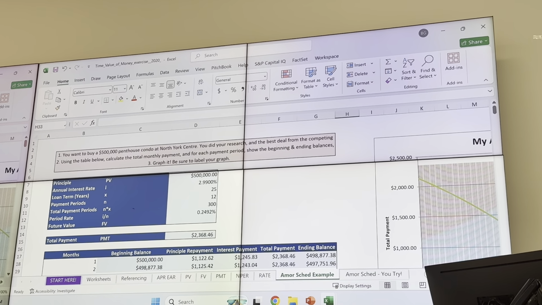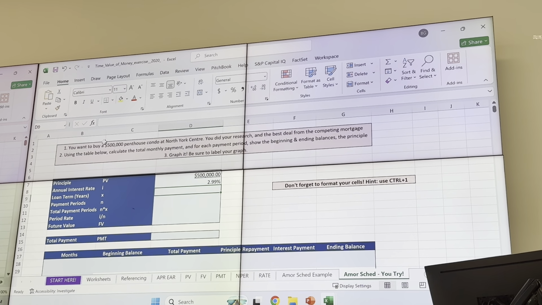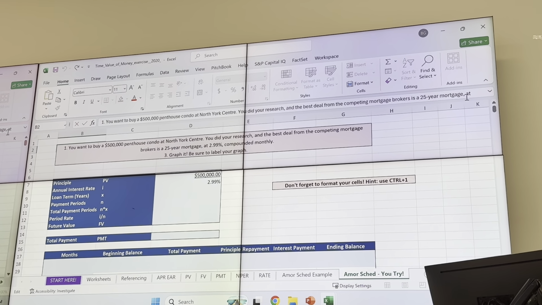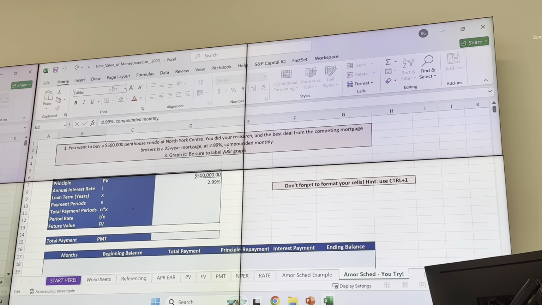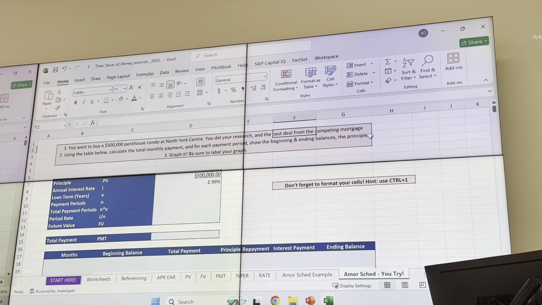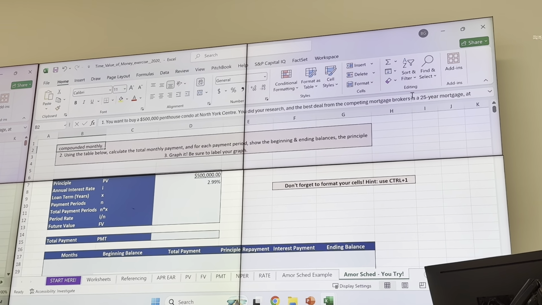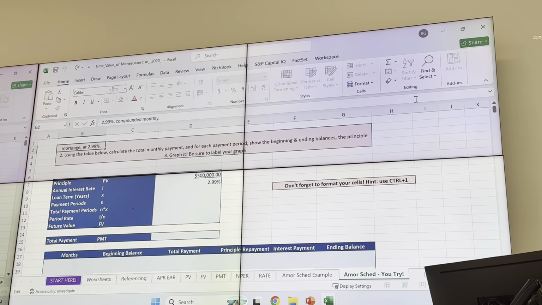Why doesn't the question show properly? This is the question. It's there, it just doesn't show here. If you go there, the mortgage is for 25 years, compounded monthly, at 2.99%.